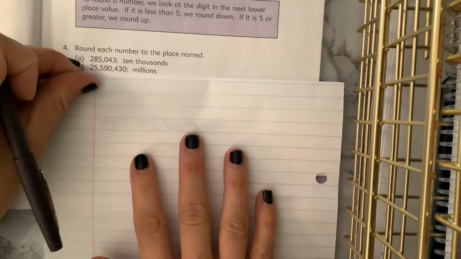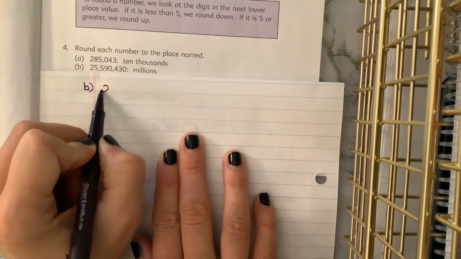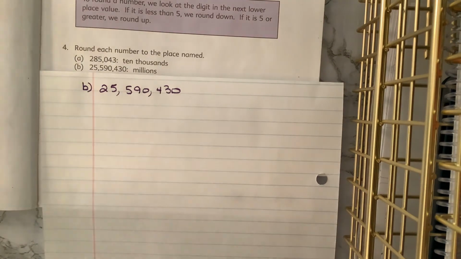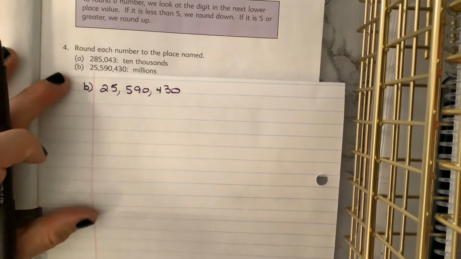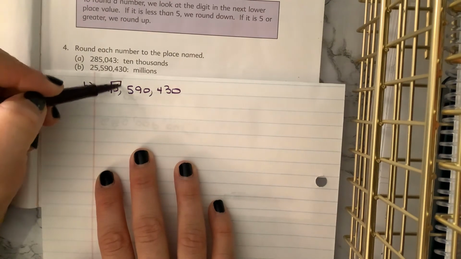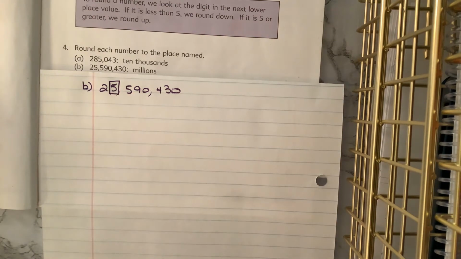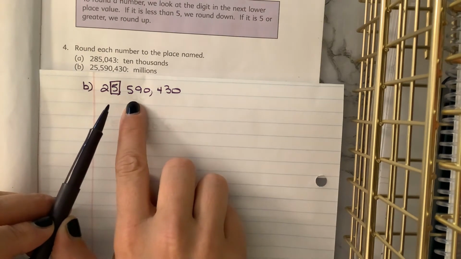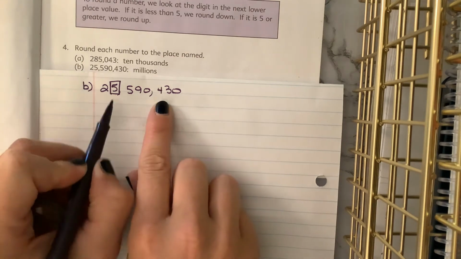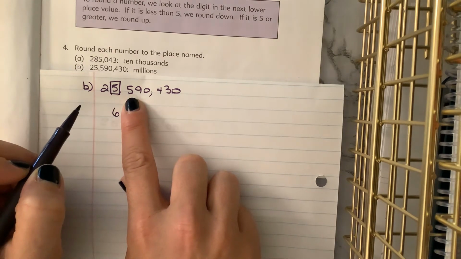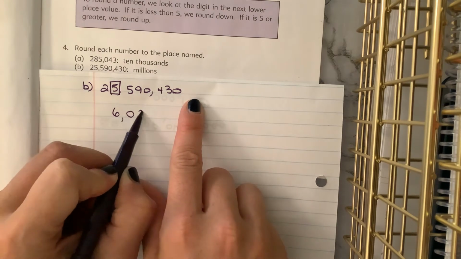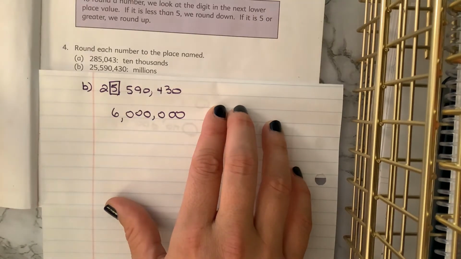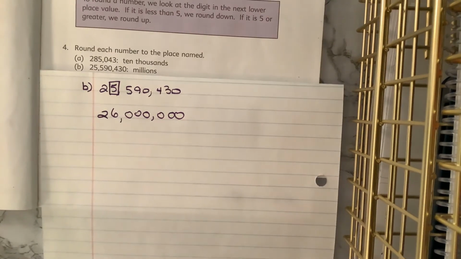Part B, again, our first step is to copy down the number that we're rounding. And we're being told to round to the millions place. So we want to put a box around the digit that's in the millions place, which is this 5. Now we look to the number to the right. 5 or more, add 1 more. So our 5 in the box is going to become a 6. Everything to the right of it becomes a 0. You can see there's the same number of digits afterwards. Everything to the left stays the same.